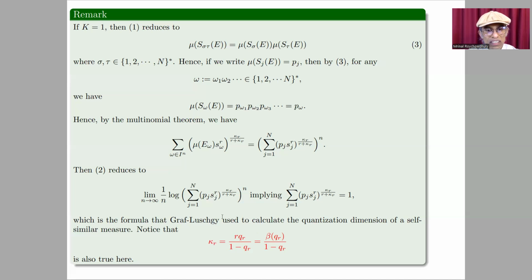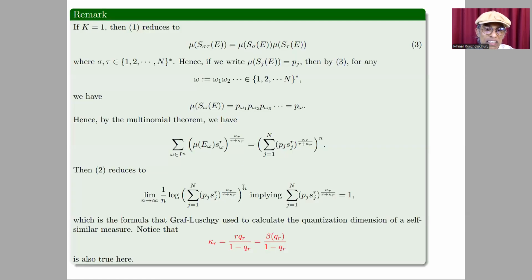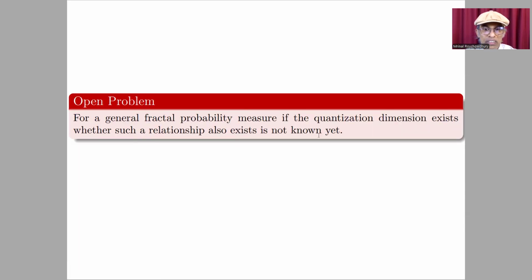That means including Graf-Luschgy, Lindsay-Mohlin, and Roychowdhury's results, everywhere where the quantization dimension of a fractal probability measure is known, it has a connection with the temperature function. There is an open problem. For a general fractal probability measure, if the quantization dimension exists, whether such a relationship also exists is not known yet. This is a long-term, interesting, and significant open problem. Thank you.